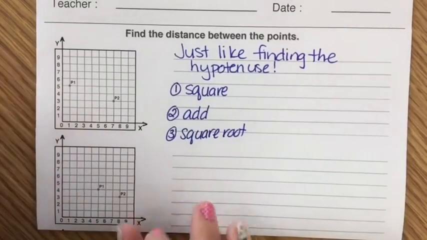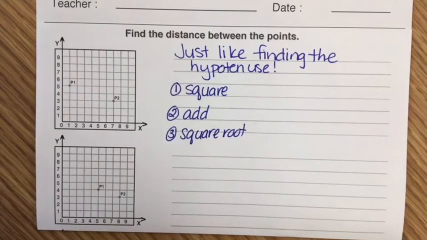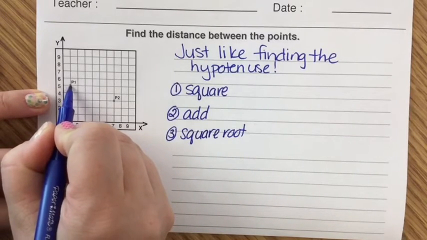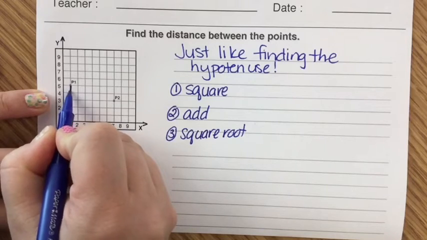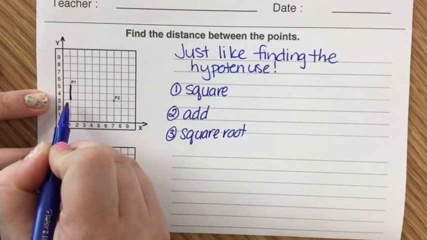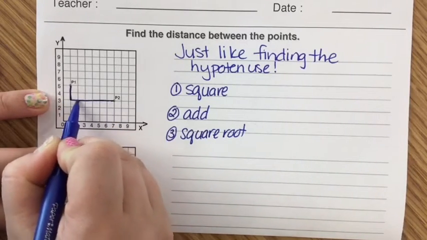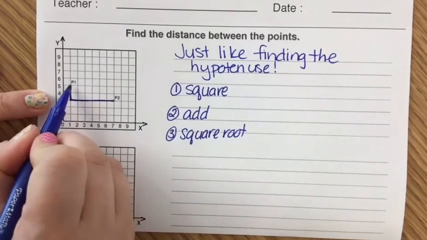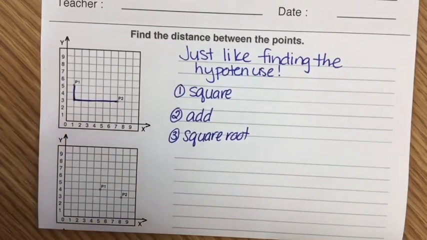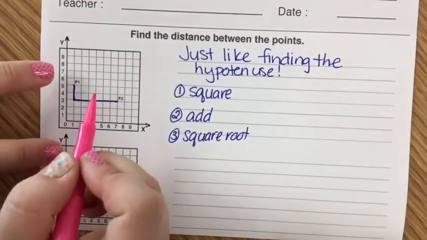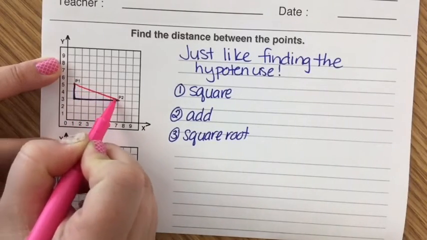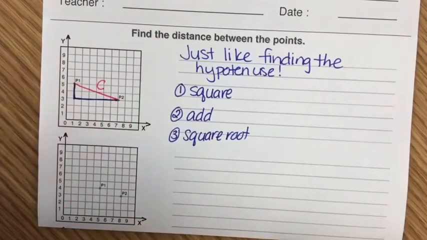Okay, so now I'm sure you're wondering what it is that you're supposed to square. And to do that, we actually have to draw a right triangle with these points. So we're going to draw a line straight down, so that it is level with the other point, and then draw the line straight over to make the other leg. And then we can just connect the points to get our hypotenuse. Okay, so we're trying to find C, the distance.